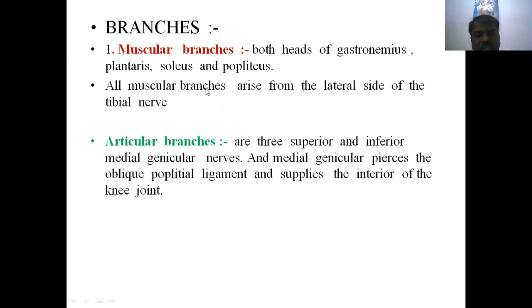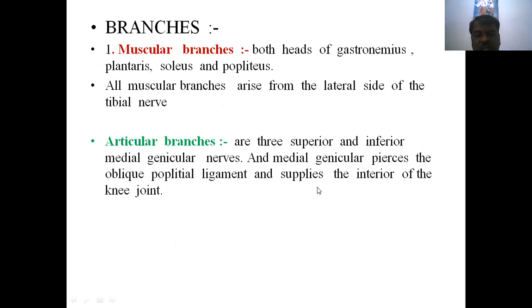The muscular branches go to the heads of the gastrocnemius, plantaris, soleus, and popliteus muscles. Here we identify the soleus, that is the calf muscle. Next, the articular branches are going to supply the knee joint and also the hip joint, and also the lower part, that is the ankle joint.